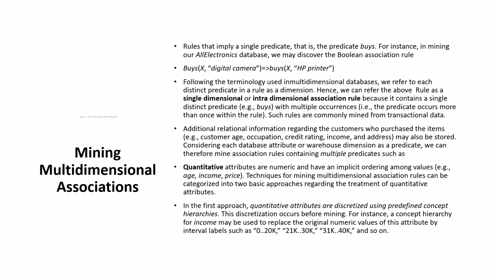Techniques for mining multi-dimensional association rules can be categorized into two basic approaches regarding the treatment of quantitative attributes. In the first approach, quantitative attributes are discretized using a predefined concept hierarchy. This discretization occurs before mining. For instance, a concept hierarchy for income may be used to replace the original numerical values of this attribute by interval labels such as 0 to 20k, 21k to 30k, 31k to 40k, and so on.